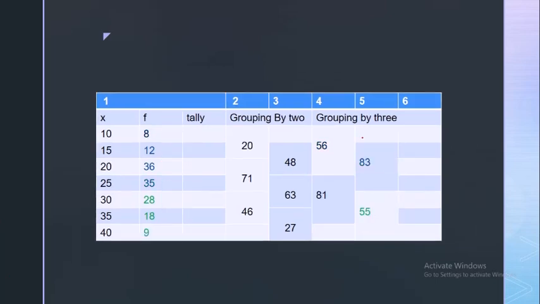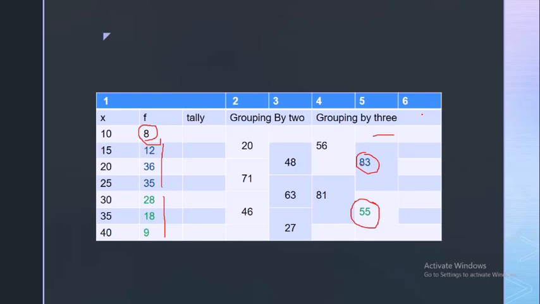Now I'm going to fill up column 5. In column 5 you have to be very careful. You have to group by 3, plus you do not have to consider the first frequency, just leave the first frequency. So leave some space over here, and you consider 12, 36 and 35. There I get 83. I wrote this 83 somewhere alongside 36. Then you have to group 28, 18 and 9, that I get as 55. So I write it somewhere alongside 18. That is how I fill column 5.